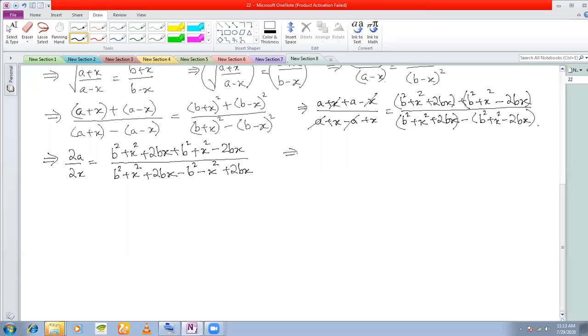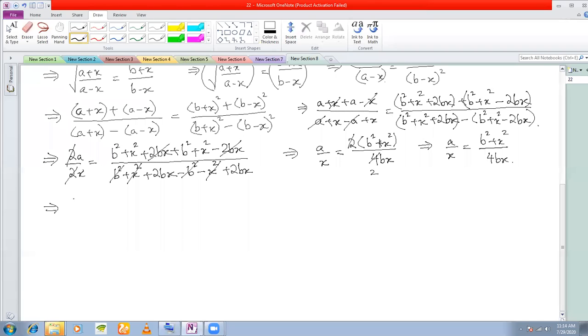Clearly this 2 cancels. Plus 2bx cancels with minus 2bx, and plus b square cancels with minus b square. This plus x square cancels with this. You get a by x is equal to twice of b square plus x square divided by 4bx. 2bx plus 2bx is 4bx. So this cancels with this. So what do I get? a by x is equal to b square plus x square divided by 4bx.